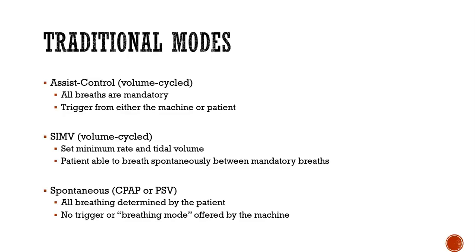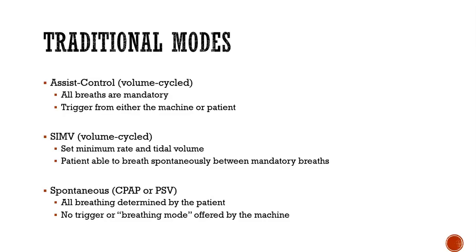SIMV is also volume cycled, but there is a set minimum rate and a tidal volume. So the patient is able to breathe spontaneously between mandatory breaths. Whereas with AC, all breaths are mandatory. So that patient is going to get every single breath regardless, because the machine's either going to give it or the patient is going to take the breath themselves. But they have to take every single breath.